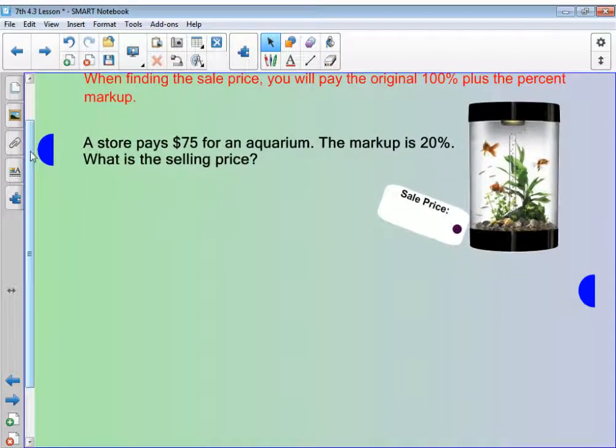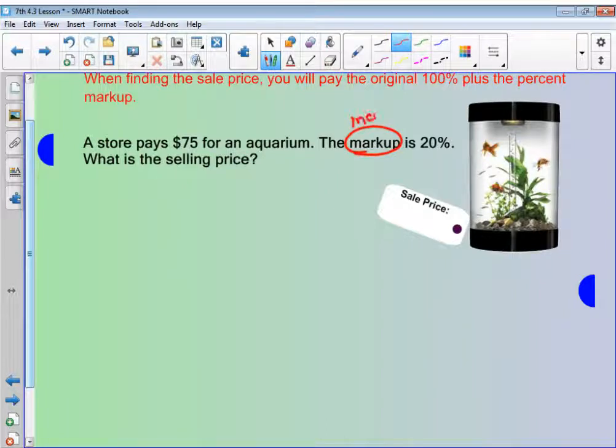A store pays $75 for an aquarium. The markup is 20%. Markup. It's marked up. It's increased 20%. What is the selling price? So go ahead, pause your video and work your way through this one. And then when you're finished, you can start the video back up and check your answer.